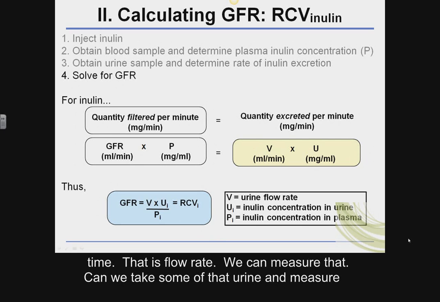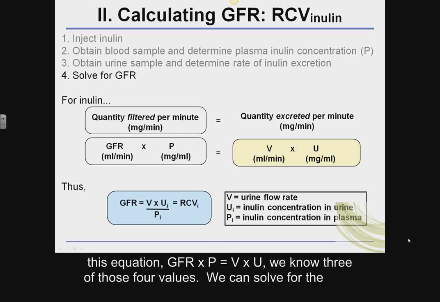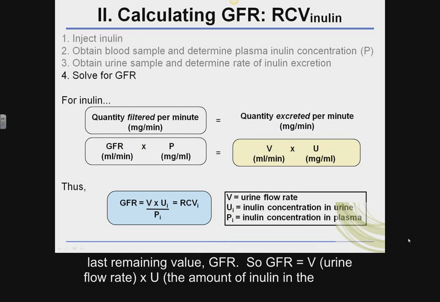Can we take some of that urine and measure the amount of inulin in it? Yes, we can. That is the urine concentration of inulin. That's in milligrams per minute. So if we rearrange this equation, GFR times the plasma concentration equals urine flow rate times the urine concentration, we know 3 of the 4 values. We can solve for the last remaining value, GFR.